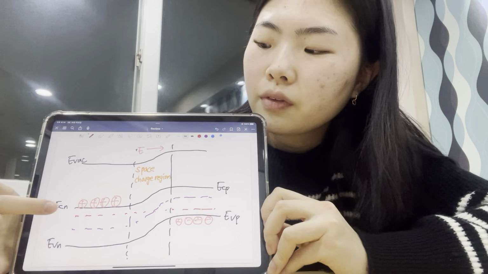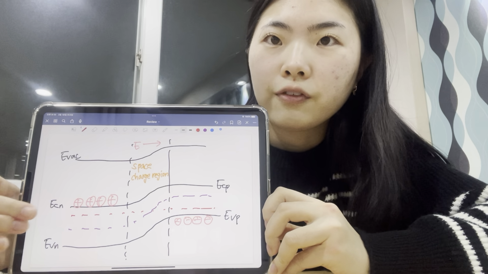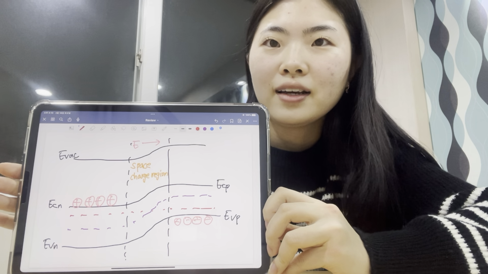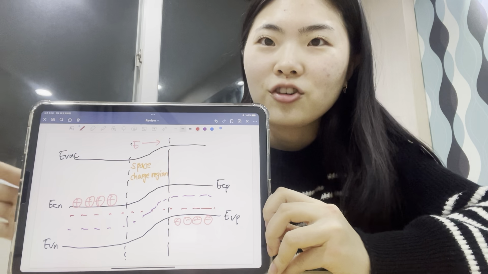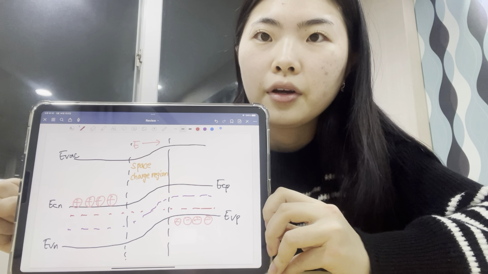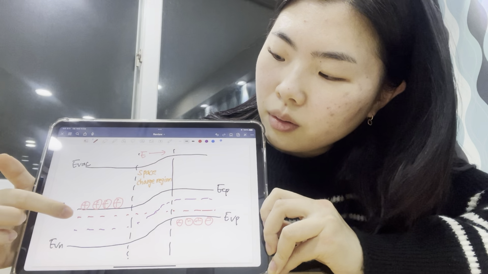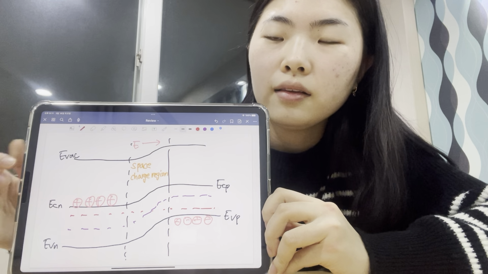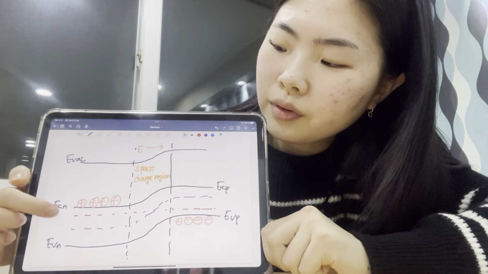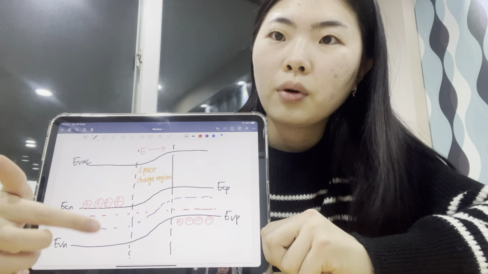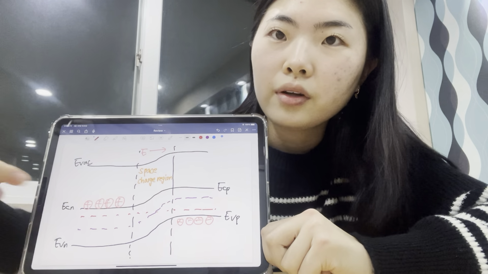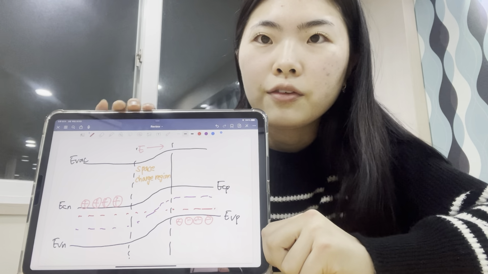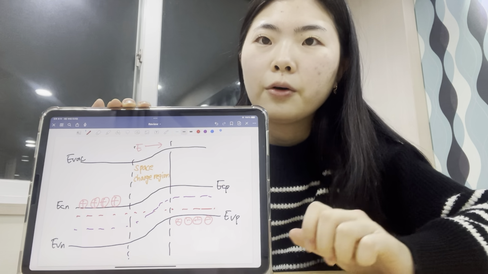So if this Fermi level line is flat, we should know that the PN junction is in a thermal equilibrium state. So we just talk based on this red line. Because of this red line, we can know this left part is the N-type and this right part is the P-type, because the Fermi level affects the types of semiconductors.